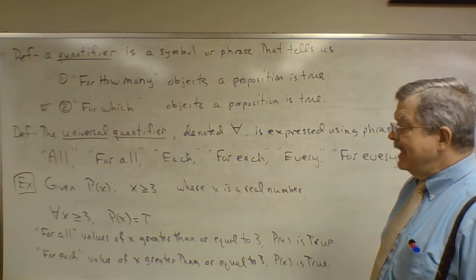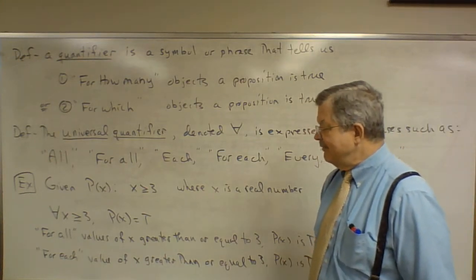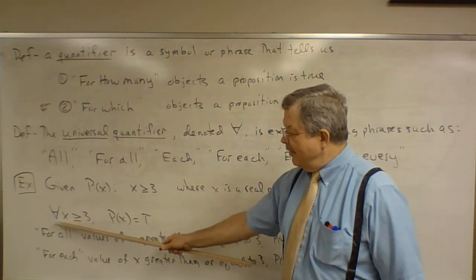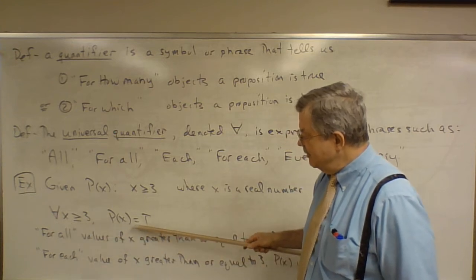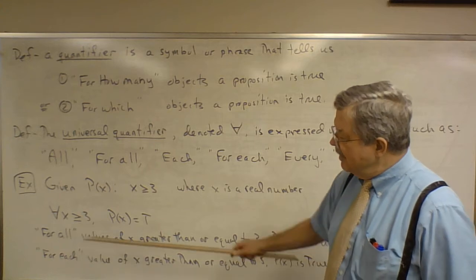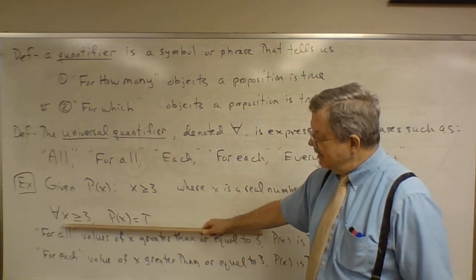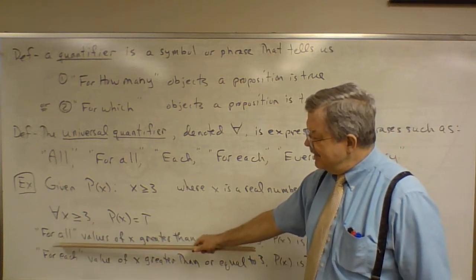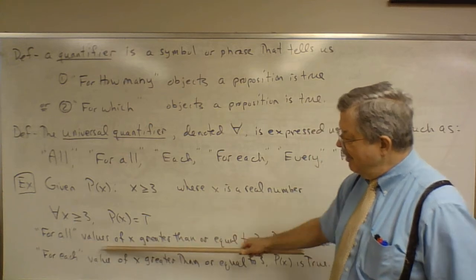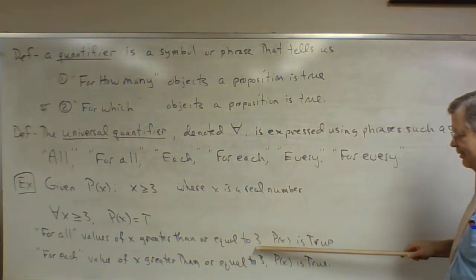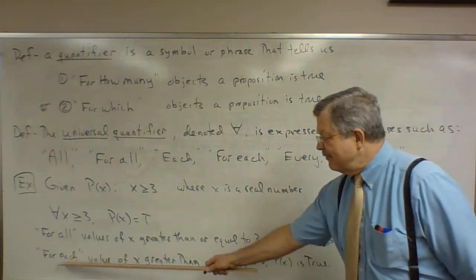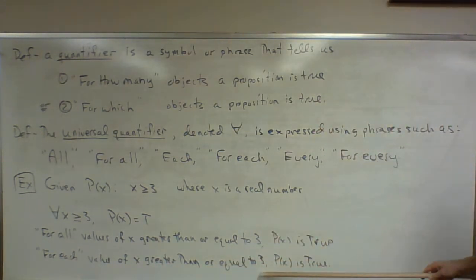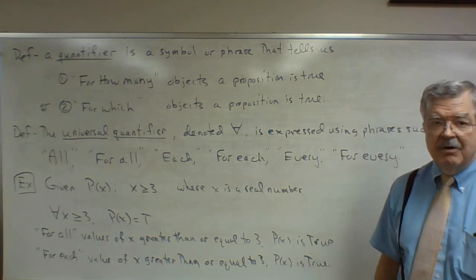Well, we could state, using the universal quantifier, that for all x greater than or equal to 3, the proposition is true. So this statement symbolically could be represented in words as, for all values of x greater than or equal to 3, p of x is true. Or for each value of x greater than or equal to 3, p of x is true, and so forth.